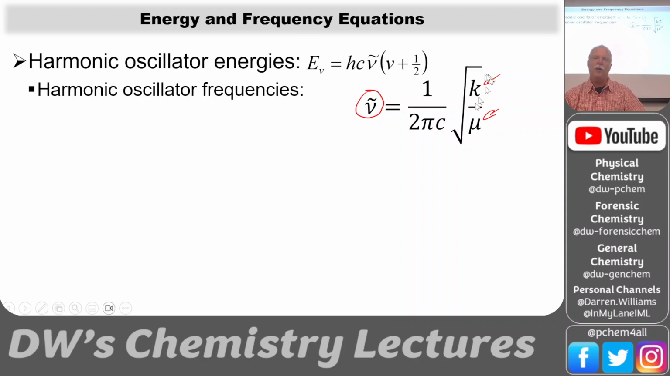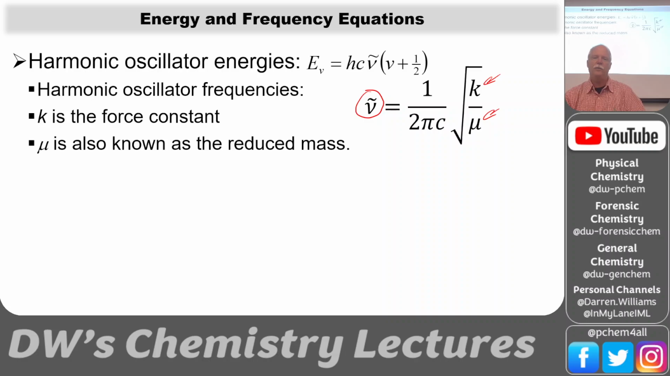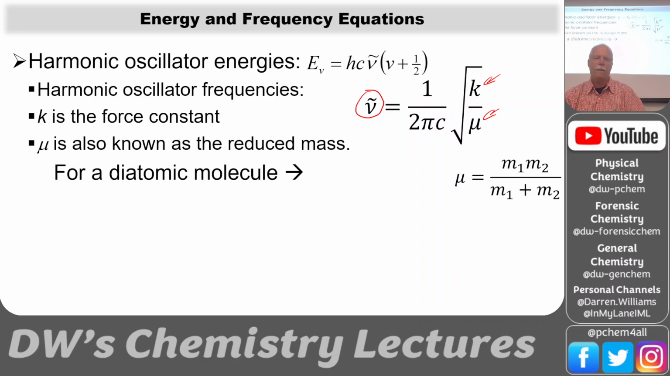Here's the strength of the bond, this force constant. You have a triple bond, high frequency; single bond, low frequency. So these play into each other. K is the force constant, and mu is the reduced mass. For a diatomic molecule, the reduced mass is really easy to calculate.